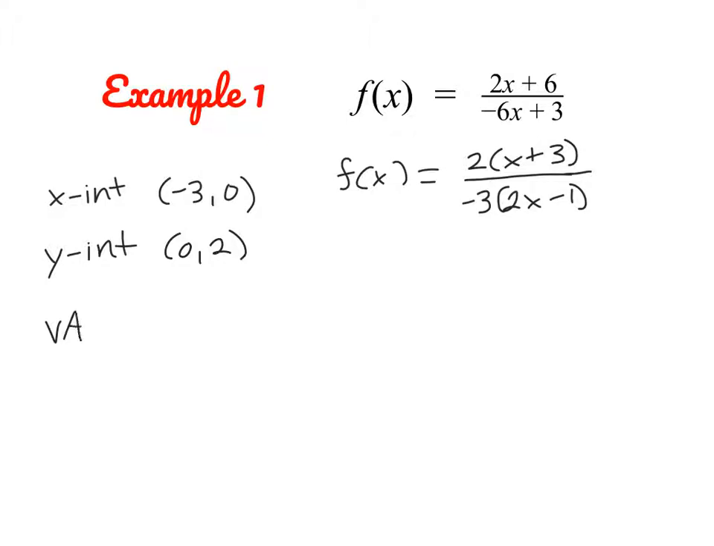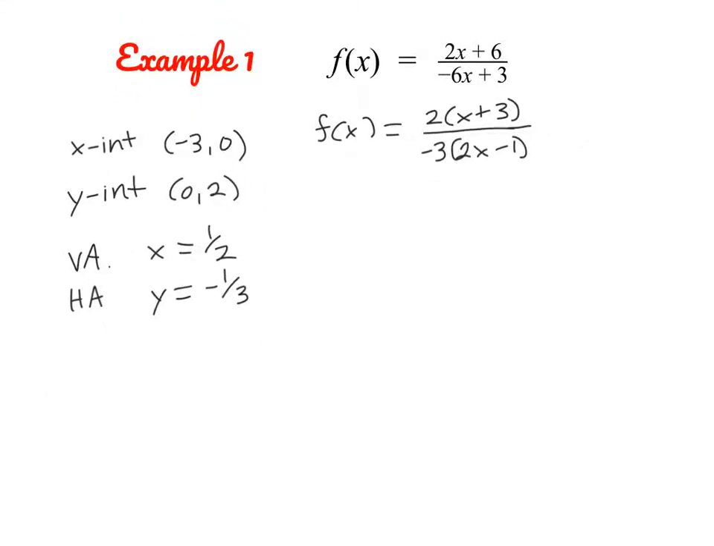Now let's move on to the vertical asymptote. So here I can see that I have a restriction at x equals 1/2, so that will be my vertical asymptote. And remember, for a horizontal asymptote, we compare the degree of the numerator and denominator. In this case, I see that the degree is the same, so our horizontal asymptote will always occur at the ratio of the lead coefficients. So here we have 2 over negative 6, which is y equals negative 1/3.